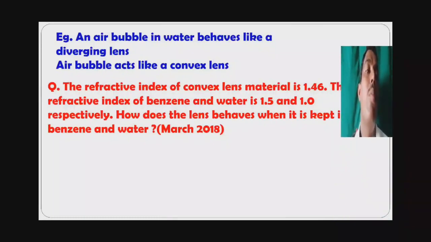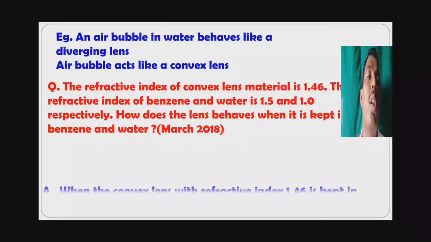When it is kept in benzene, the surrounding medium refractive index is greater. That's why it behaves like a diverging lens. When it is kept in water, the surrounding medium refractive index is lesser. So it behaves like a converging lens. This question was given in the public examination March 2018.